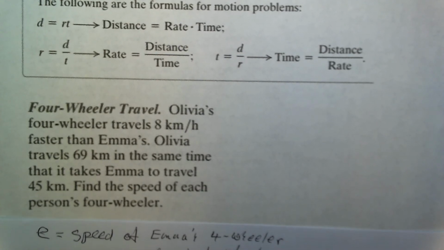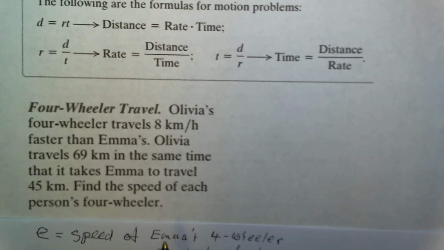So we know that T equals distance divided by R, and we are told it takes them the same time. So the distance that Olivia traveled, 69 kilometers, divided by her rate, that would be divided by G. O is not a real good letter, better make it a G, otherwise it looks like a 0. That is equal to the same distance that Emma travels in her four-wheeler.